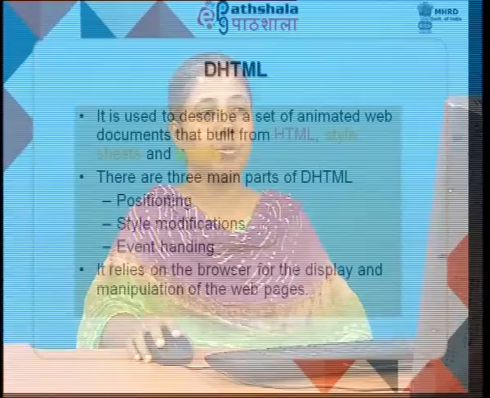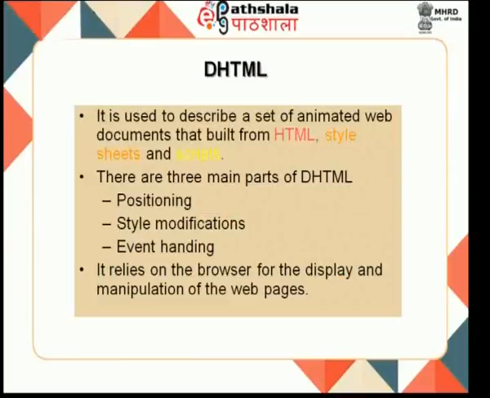This DHTML is a combination of three things: HTML, style sheets and scripts. If you want to describe a web document that is built from HTML, style sheets and scripts, then you call it a DHTML. DHTML is mainly for providing web pages dynamically to the user, which means making the web pages interact with the user through the browser.